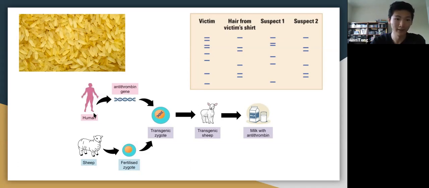Medicine, right? You take a human, you look at their gene sequence, and you find the gene that codes for antithrombin.